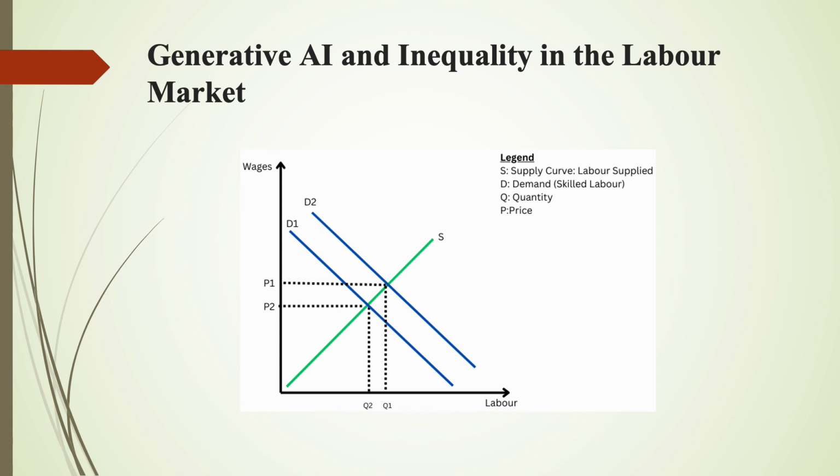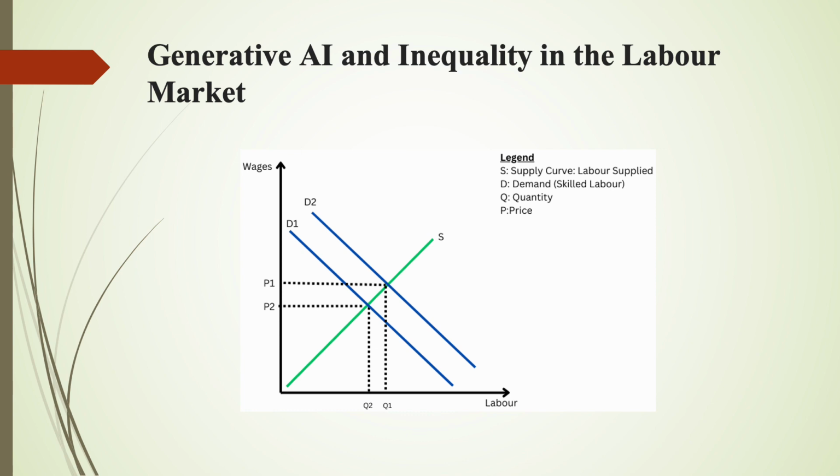Here we're going to dive into generative AI and inequality in the labor market. So we're going to give two scenarios. Scenario one will be generative AI reduces inequality. Mechanisms: AI automates routine tasks, allowing workers to focus on more complex, higher value activities. Enhanced productivity leads to higher wages and job opportunities.